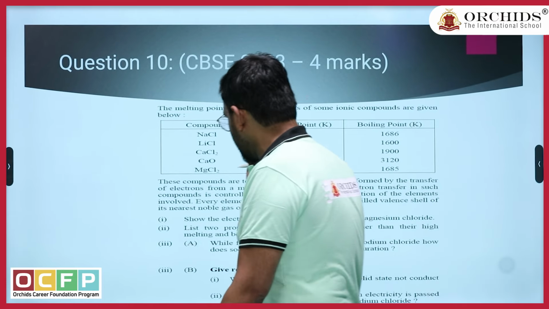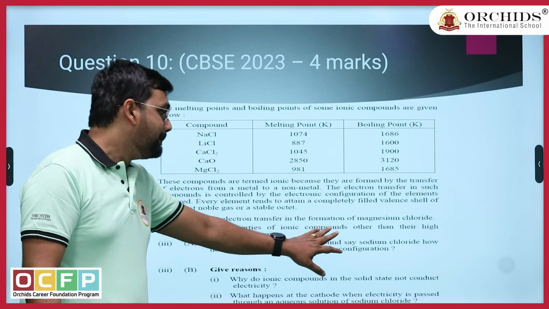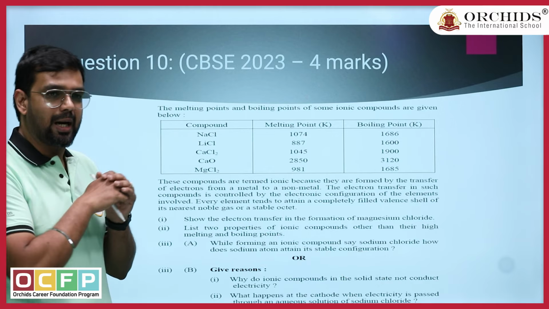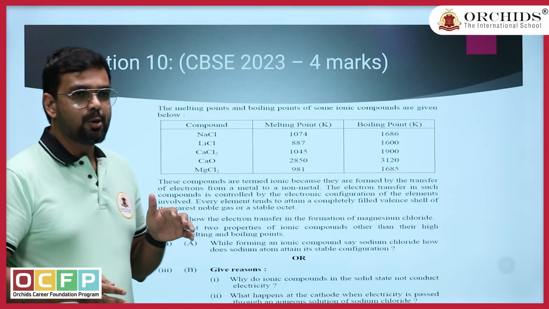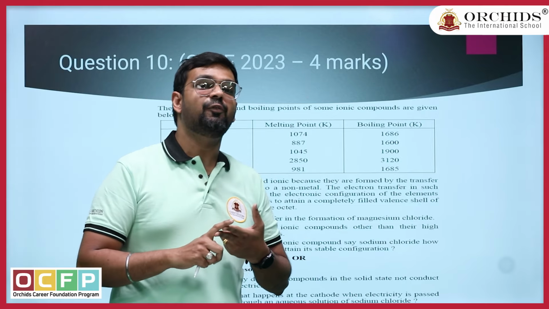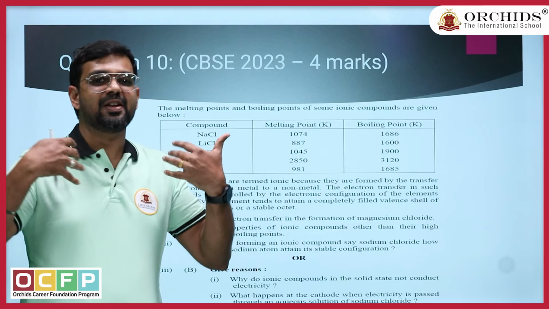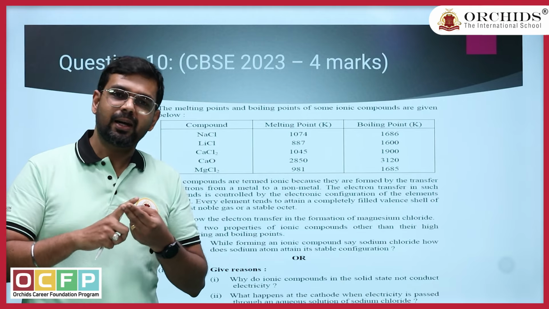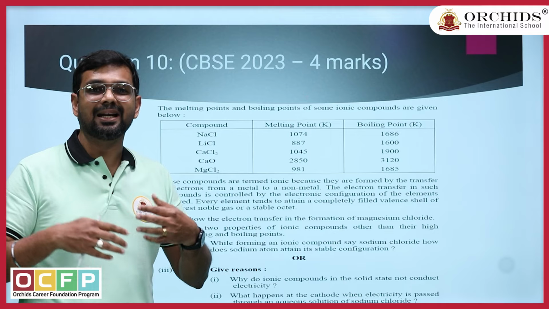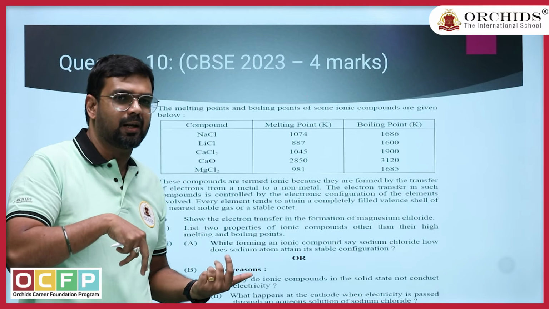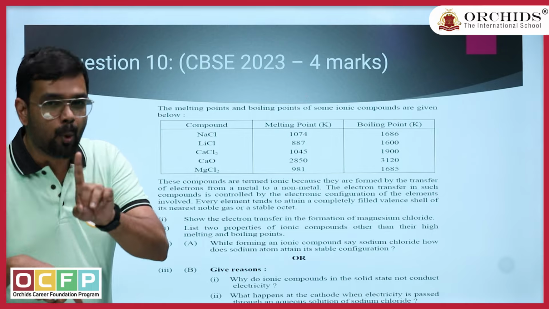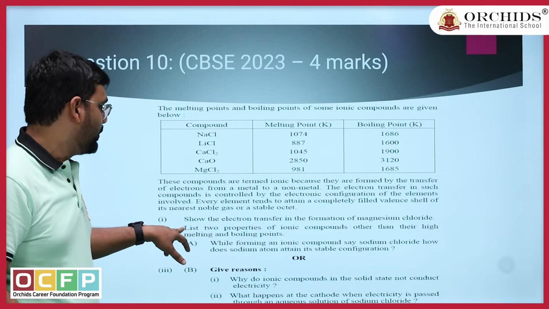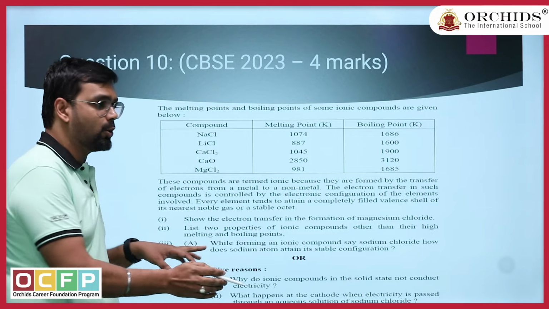The next one is: list 2 properties of ionic compounds besides the high melting and boiling points. So they are just asking you to list out, not to write or elaborate the properties. So what are the 2 properties? One, you can take the physical nature. What is the physical nature of these ionic compounds? They are solid in nature. So that you can write down. What is the second one? Conduction of electricity. Ionic compounds can conduct electricity only in the molten state but not in the solid state. Why? You need not write that in this point because it is only for 1 mark and they have just asked to list out, not to elaborate.